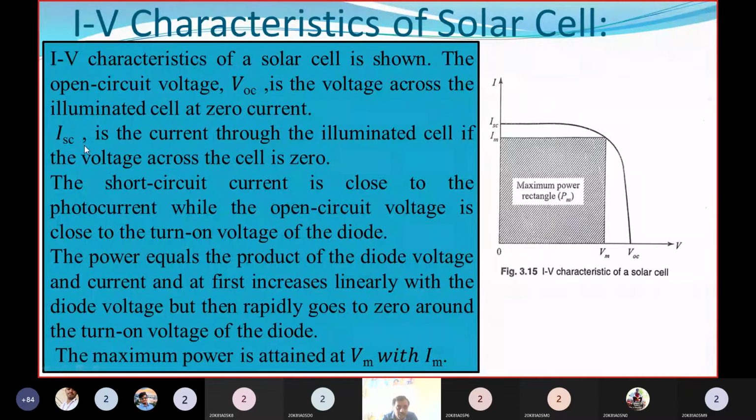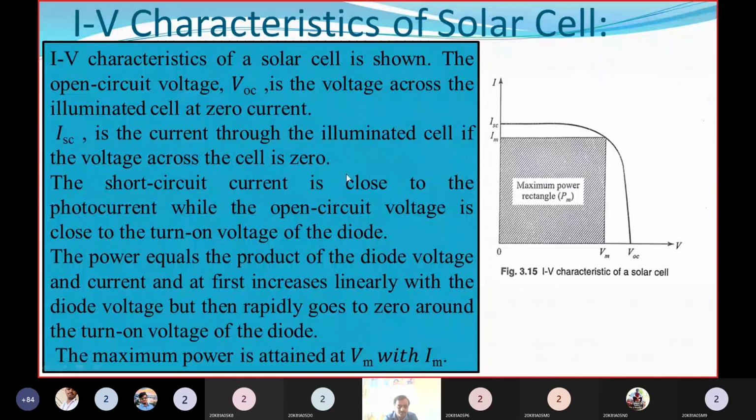Next, ISC. ISC is the saturated current. ISC is the current through the illuminated cell when the voltage across the cell is 0. If you take the voltage across the cell equal to 0, the corresponding current is called the saturated current, that is ISC. Similarly, VOC means whenever we make the current 0, that voltage we call VOC. ISC means the saturated current when the voltage across the cell equals 0, and that current we call ISC.